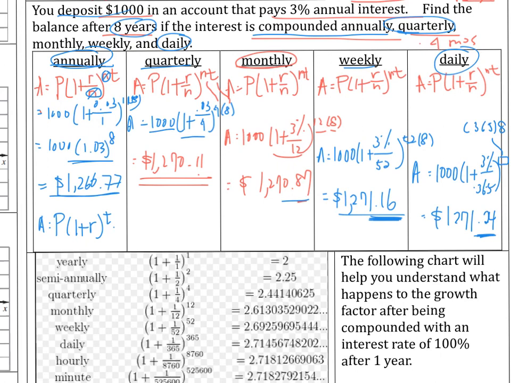The following chart will help you understand what happens to the growth factor 1 plus r after being compounded with an interest rate of 100% after 1 year. So if the interest rate is 100%, then your r is 1. So that's why every one of these numerators here are all 1. And the denominator changes because it's being compounded yearly and then semi-annually, quarterly, monthly, and so forth. And the exponents change with the denominator. I want you to see this pattern here.